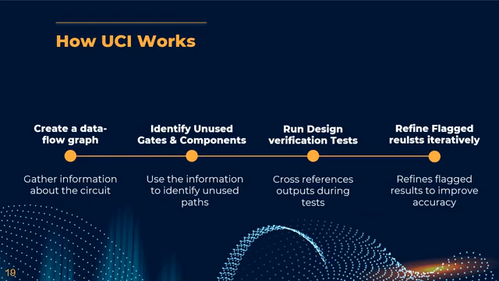So, how exactly does the UCI work? First, it constructs a data flow graph of the circuit to map out connections between components. It then identifies gates and paths that do not contribute to the expected outputs. These circuits are flagged as potentially suspicious. But instead of stopping there, UCI refines these flagged results using design verification tests, cross-referencing whether any of these circuits show abnormal behaviors. The results are fed back into the refinement loop, improving detection accuracy and filtering out false positives over time.